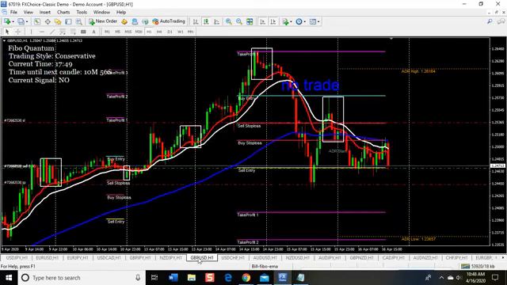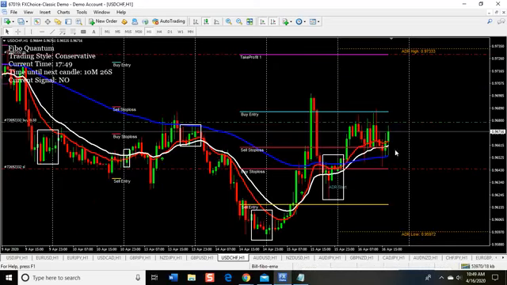NZD JPY, GBP USD. So this trade here we're still in. As you can see here, the sell entry was right here, and it pulled back, and it's now coming back down to the break-even point here. And we did actually move the stop up on this one as well because we're worried about this consolidation area right here.